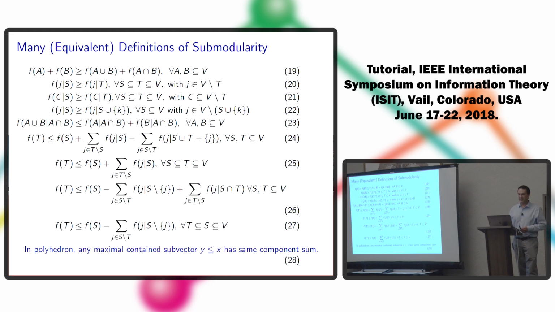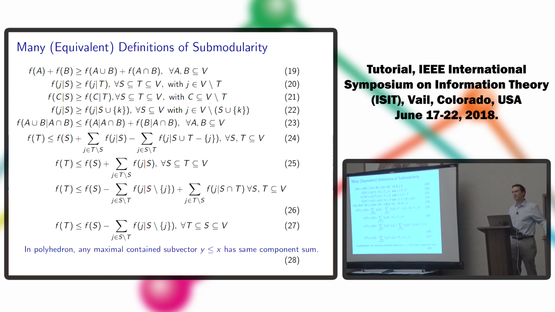Now, there are many ways of defining submodular functions. And this is just sort of a characterization. This is the standard one that we saw, 19. This is another one. This is diminishing returns. This is a form of conditional subadditivity. This is something called 4 points. This is another strange form of conditional subadditivity. And then these are other ways of defining it. Each one of them is equivalent, including this one at the bottom, which basically says if you take a polyhedron and you take any maximal vector contained in the polyhedron that's a subvector of some other vector, if it has the same component sum, there's even a sort of geometric way of defining submodularity, this polyhedral description. So any one of them is a definition of submodularity.